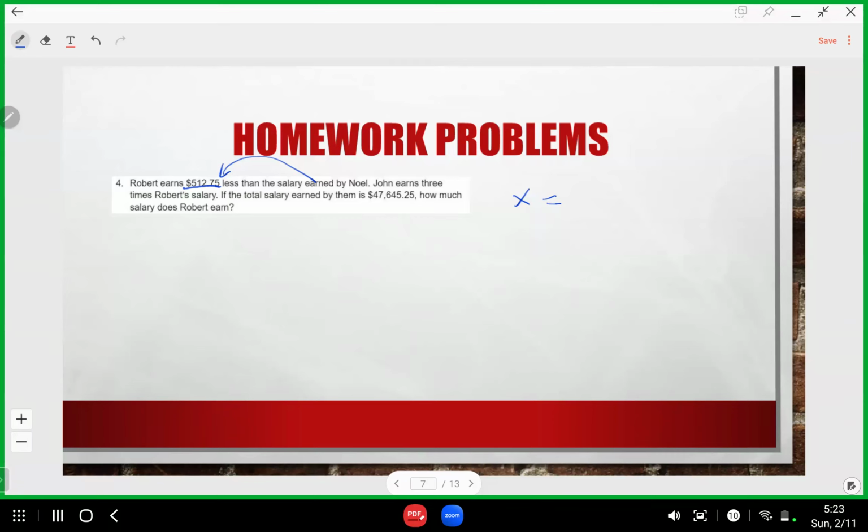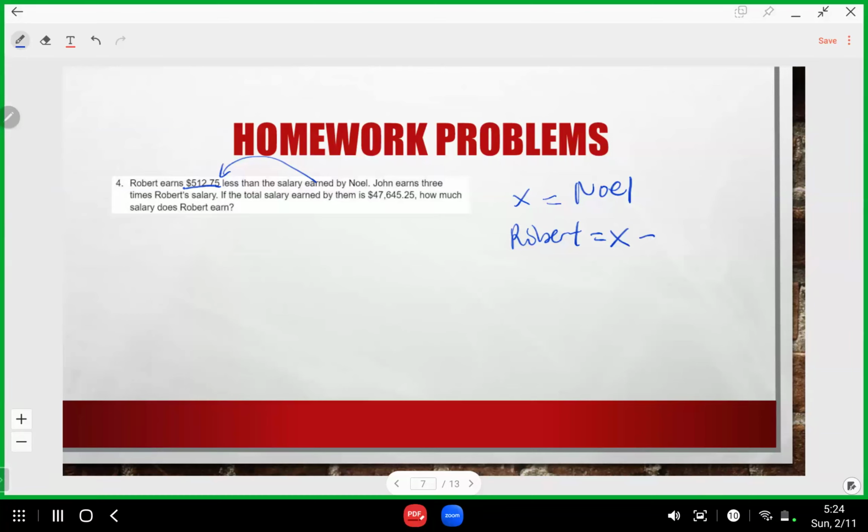And you see how John is based on Robert's salary, which is based on Noel's salary. That's why x should be Noel, right? So then if Noel is x, what would Robert be in relation to x? Are you there? Yeah, I am. Okay, so then it's x minus something, right?